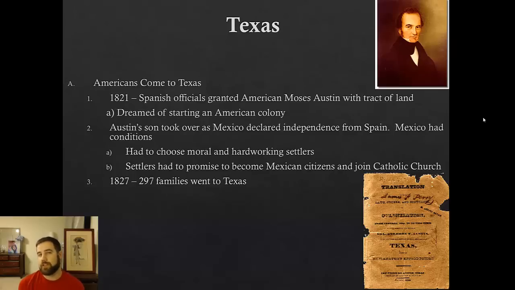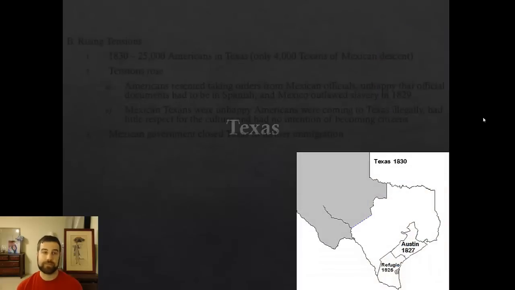Eventually Mexico is also going to ban slavery, and we'll find out that that's going to cause a problem for future people coming to Texas. By 1827, almost 300 families, about 297, had moved to Texas. This was part of that original group that were hard workers and were going to live in this colony.